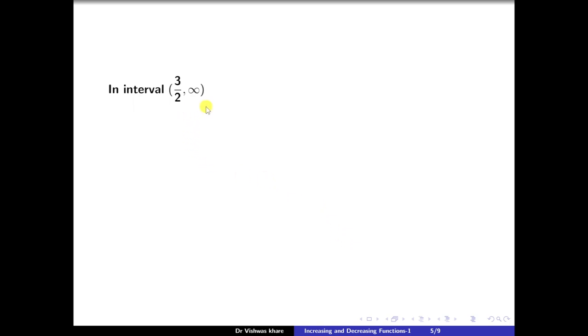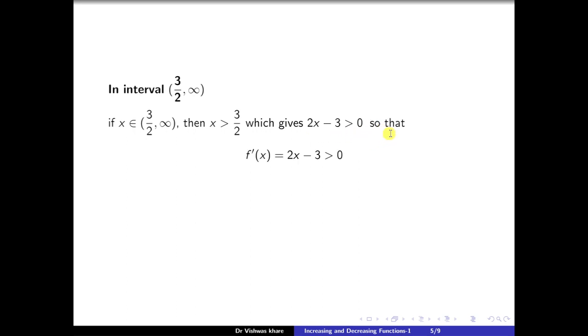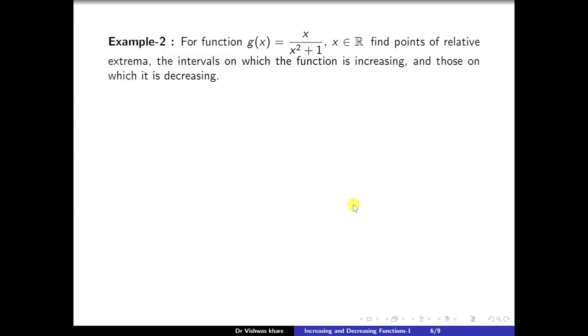Now let us take the interval 3 by 2 to infinity. In this interval, if x belongs to 3 by 2 to infinity, then x is greater than 3 by 2, which gives 2x minus 3 is greater than 0. So f dash x, that is 2x minus 3, is greater than 0. So f(x) is increasing in the interval 3 by 2 to infinity.